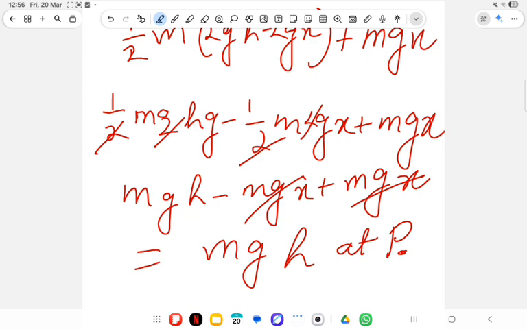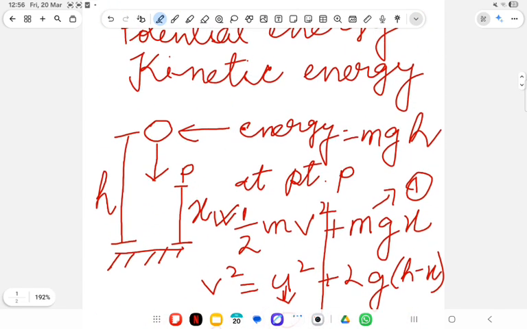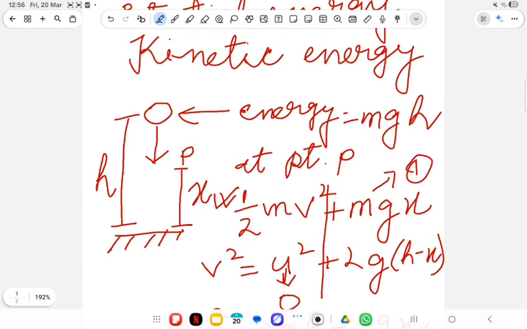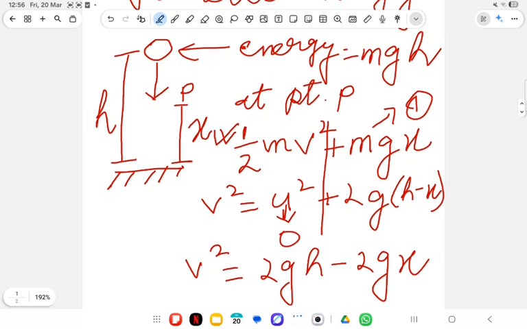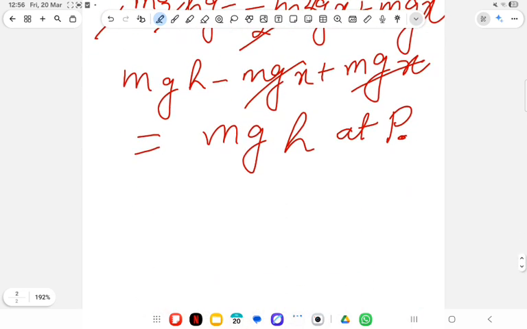That means initially at the top its potential energy was mgh, and we also found out that at the point P also the total energy has come out to be mgh, so it verifies the law of conservation of energy.